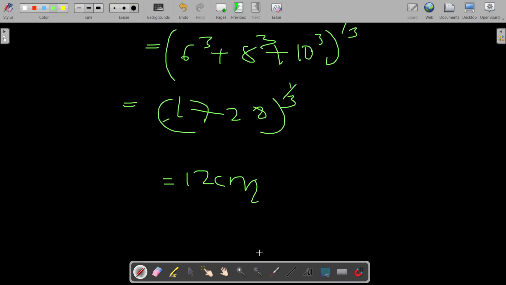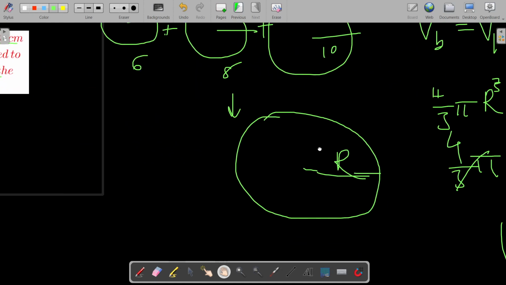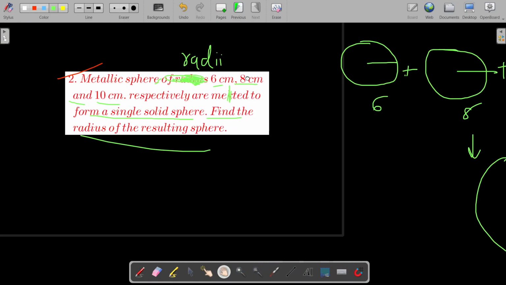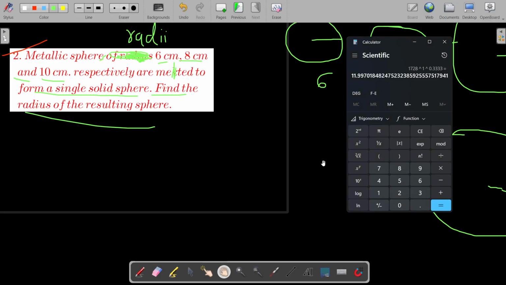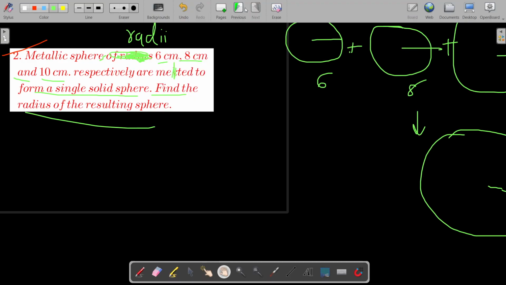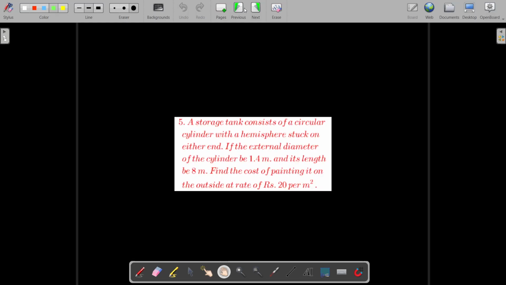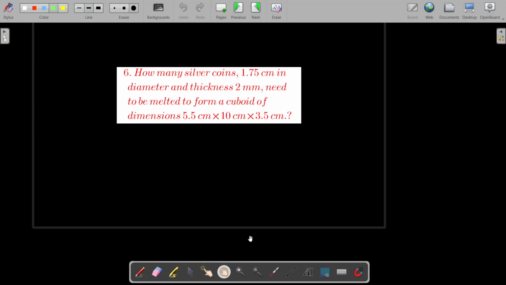Okay. It is a good problem to understand the concept of volumes. Okay, so let's move on to the next problem. Yeah, this problem. We have 2 more.